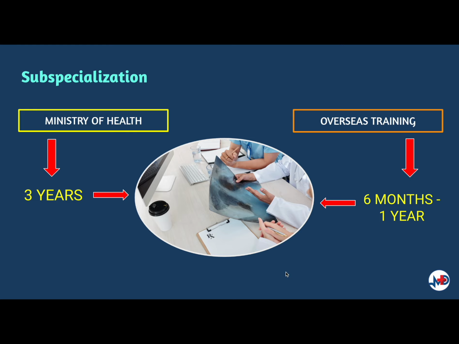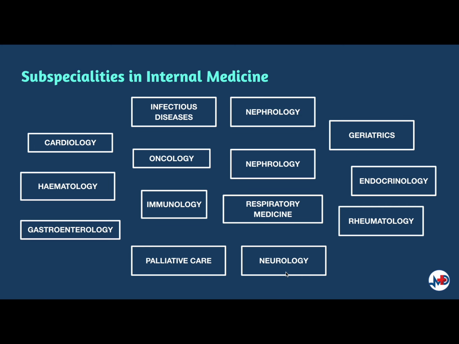Finally, the subspecialties in internal medicine. We have cardiology, hematology, gastroenterology or hepatology, infectious diseases, oncology, immunology, palliative care, nephrology, respiratory medicine, neurology, geriatric medicine, endocrinology, and rheumatology.